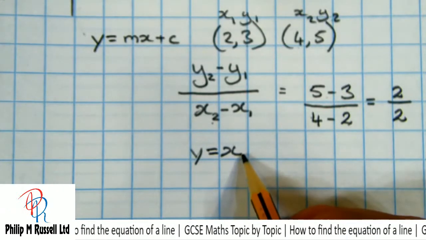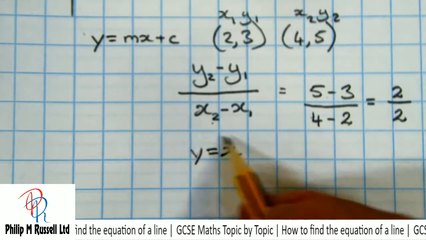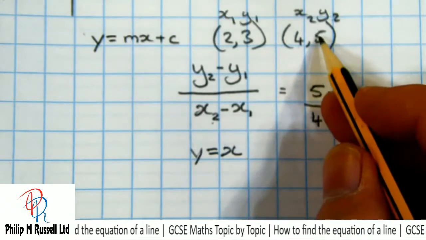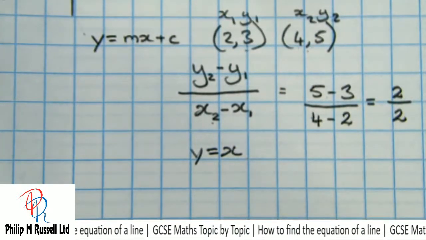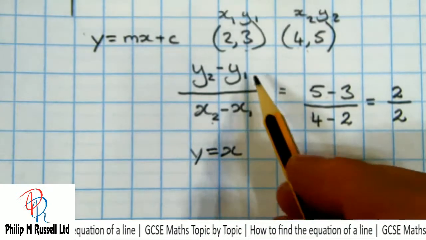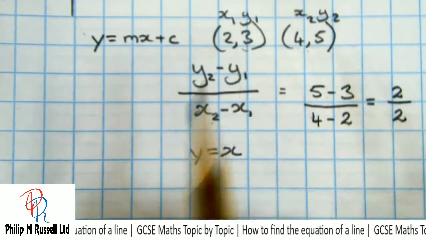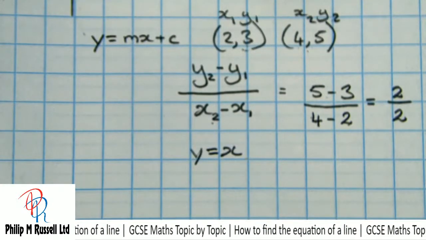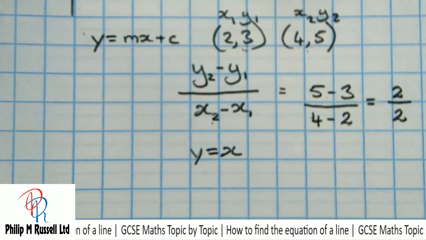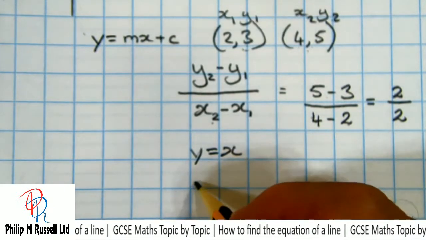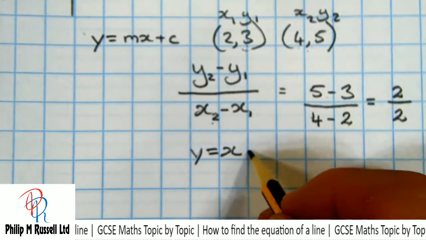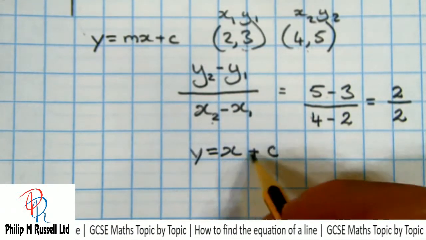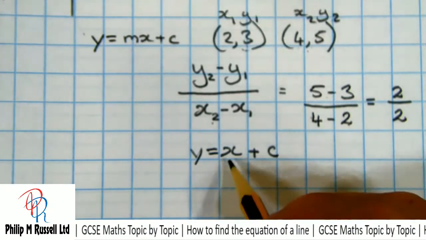But I don't know where it's going through, so let's take one of these two sets of values. It's entirely up to you which ones you use. I'm going to use this set simply because they're easier numbers to work with. So what we've got is a formula, y equals x plus c.